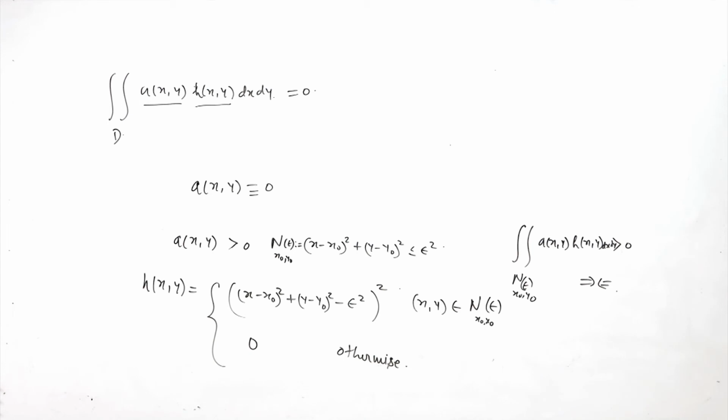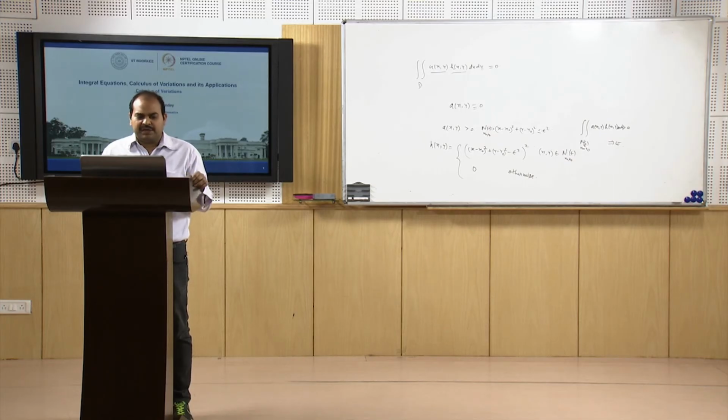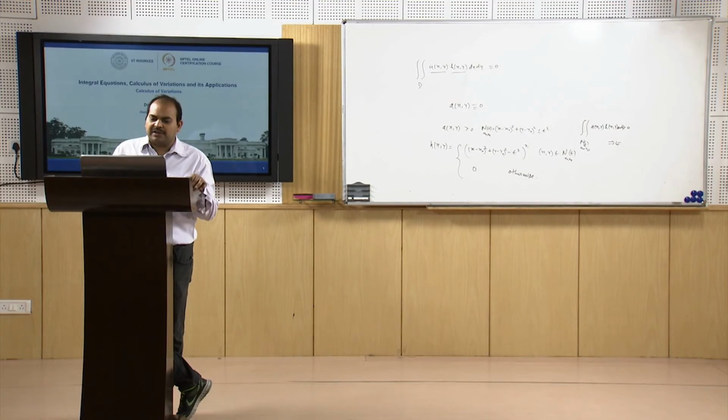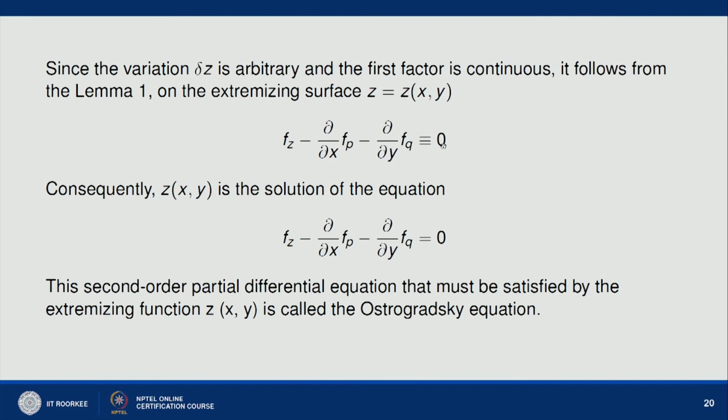the first factor is continuous, it follows from this lemma that on the extremizing surface z equal to z(x,y), this equation, which is a second order partial differential equation, has to be 0. So Fz minus ∂/∂x Fp minus ∂/∂y Fq is identically equal to 0. It means that the extremizing surface will be a solution of this equation along with the boundary condition which z equal to z(x,y) takes on the boundary C.